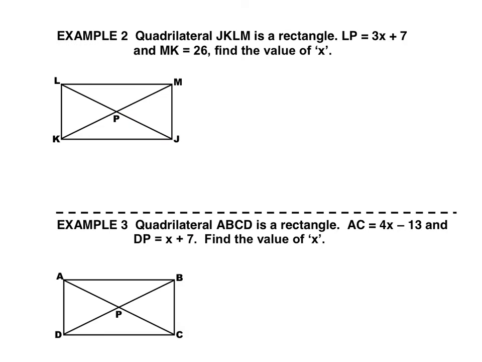Okay, in example 2 here, they say quadrilateral JKLM, okay, that's the quadrilateral, is a rectangle. Cool, so they told us it is a rectangle. That means all 7 of those properties from the first page are true. Now they say LP, okay, that's from here to here. LP is 3x plus 7. And MK, that's the whole thing of the other diagonal, is 26. So, is LP congruent to MK?